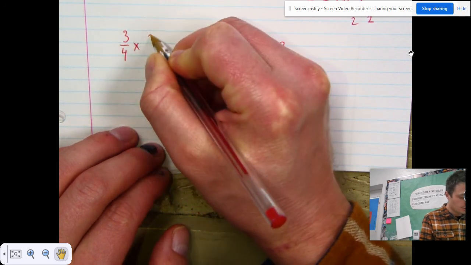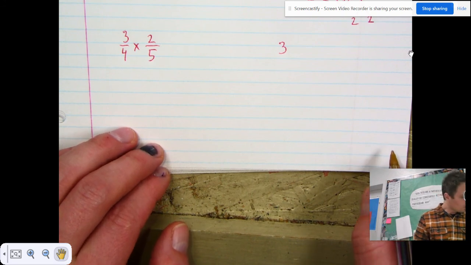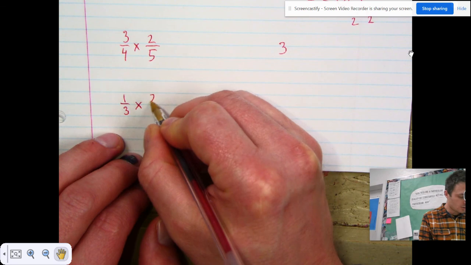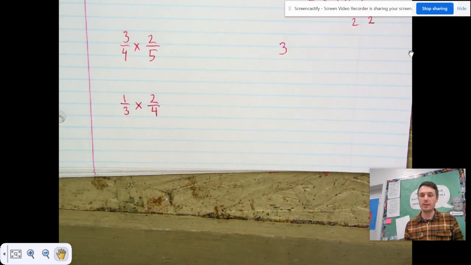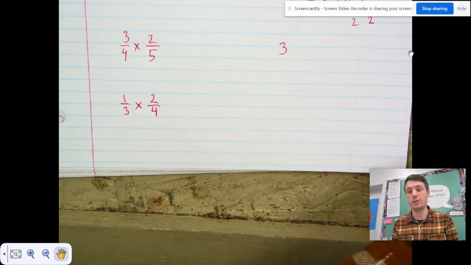So for your independent work, I would like you to do 3/4 times 2/5, and also do 1/3 times 2/4. Okay, go ahead and solve those independently, and then click on the next video attached under this one to see if you did it correctly.